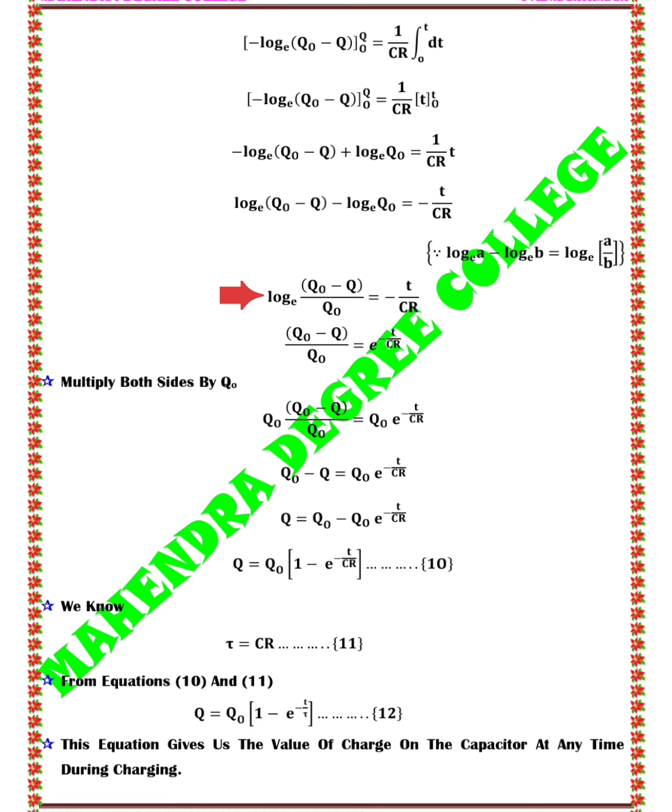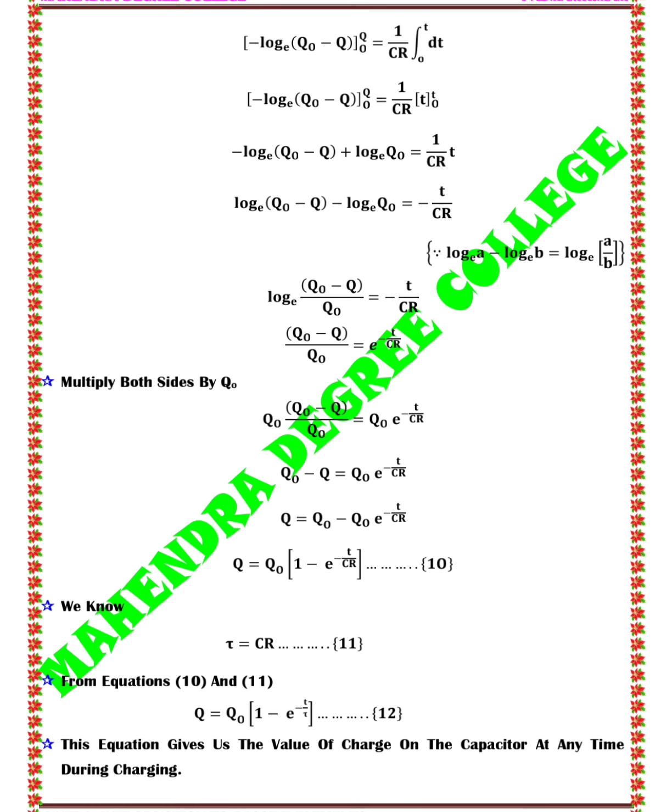This equation relates the charge on the capacitor Q to time t using natural logarithms. Exponentiate both sides to remove the natural log. We get (Q naught minus Q) by Q naught equals e power minus t by CR. This isolates the ratio on the left hand side. Multiply both sides by Q naught.